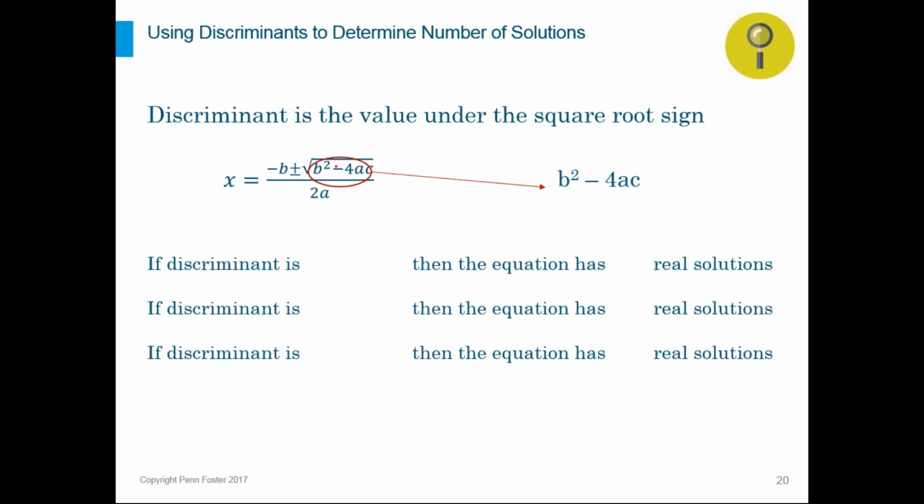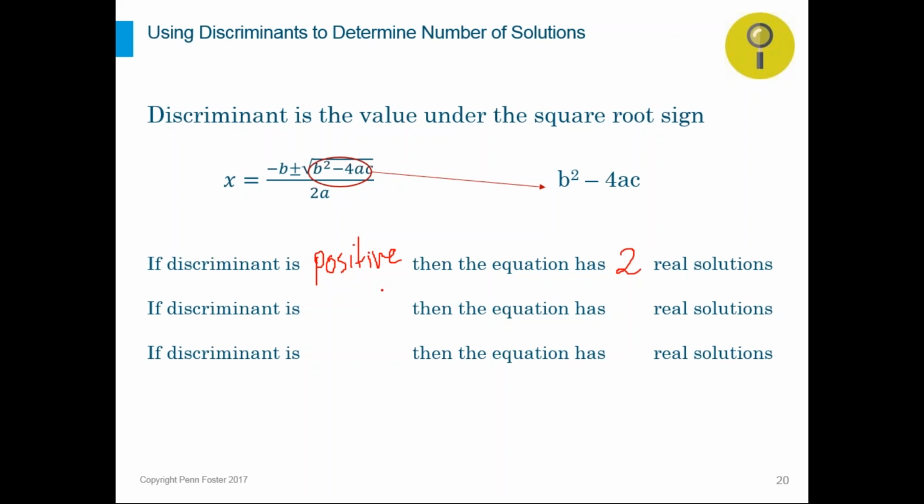The discriminant is the value under the square root sign in the quadratic formula, which is b squared minus 4ac. So you will know your a, b, and c from the given equation. Do the calculations, and if the discriminant happens to be a positive value, then you will know that your equation has two real solutions.